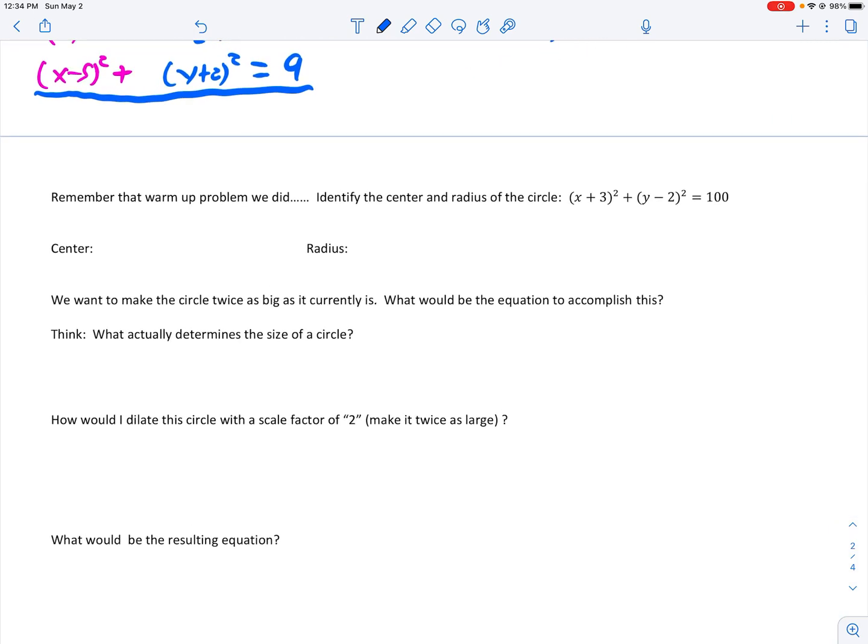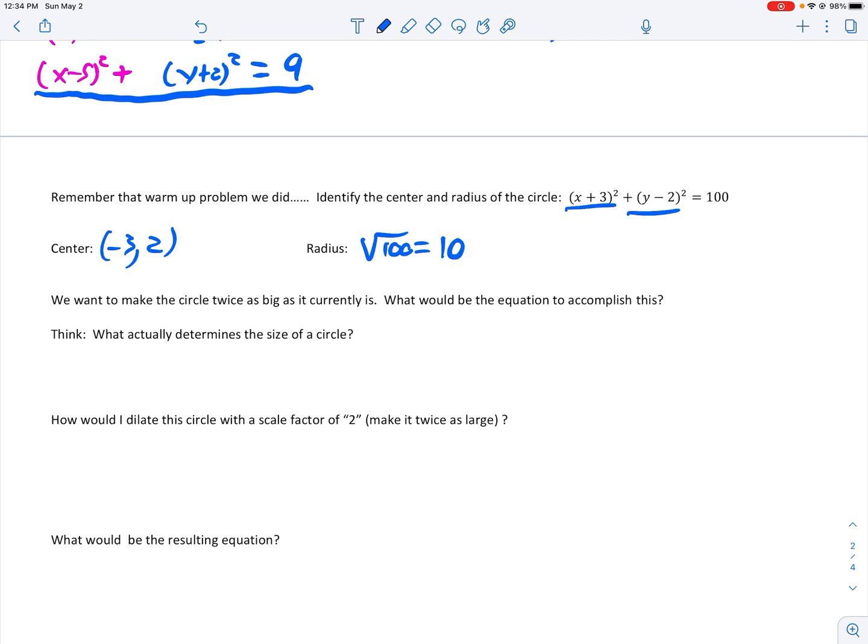Now remember the warm-up problem we did. We identified the center and the radius. So remember, the center was -3, +2, and the radius was the square root of 100. Right? We did that at the beginning of the notes.